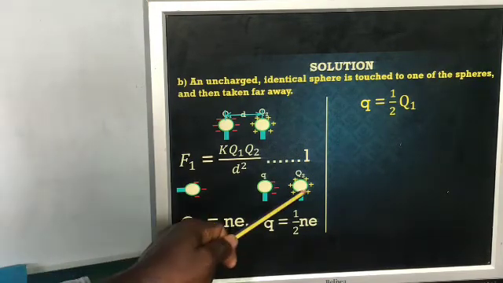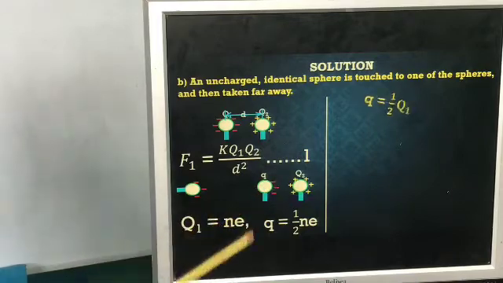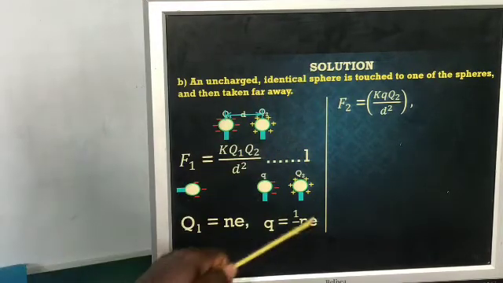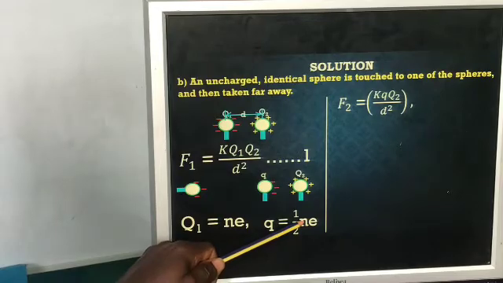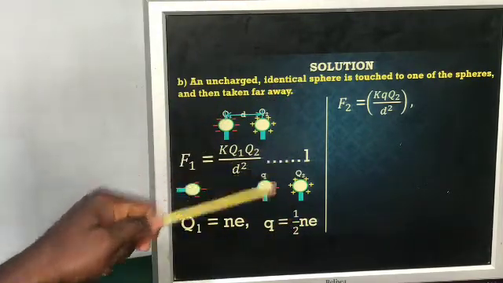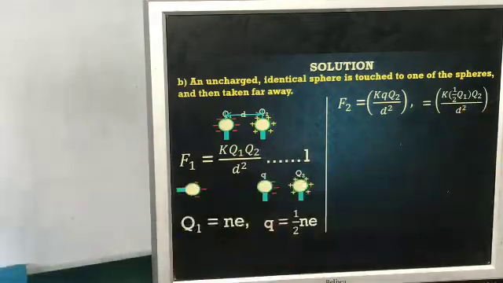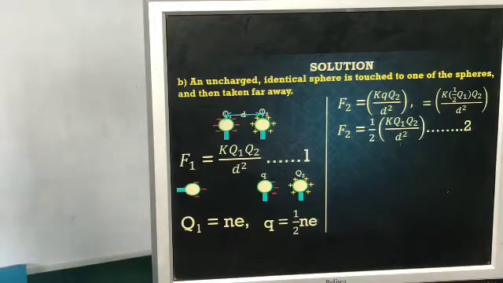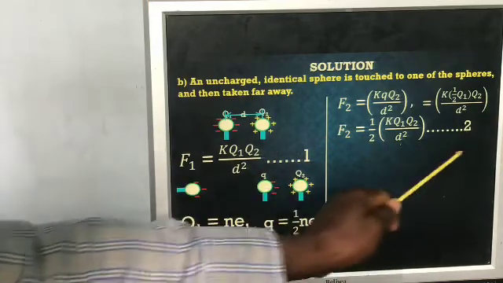Then, applying Coulomb's law to these two charges, we get this formula: F2 is equal to K small q capital Q2 over D squared. So when we put in the value of small q, previously small q is equal to half Q1, that will give us this equation. Then when we factorize the half out, we finally get F2 is equal to half, out into bracket, K Q1 Q2 over D squared. Let's call it equation 2.